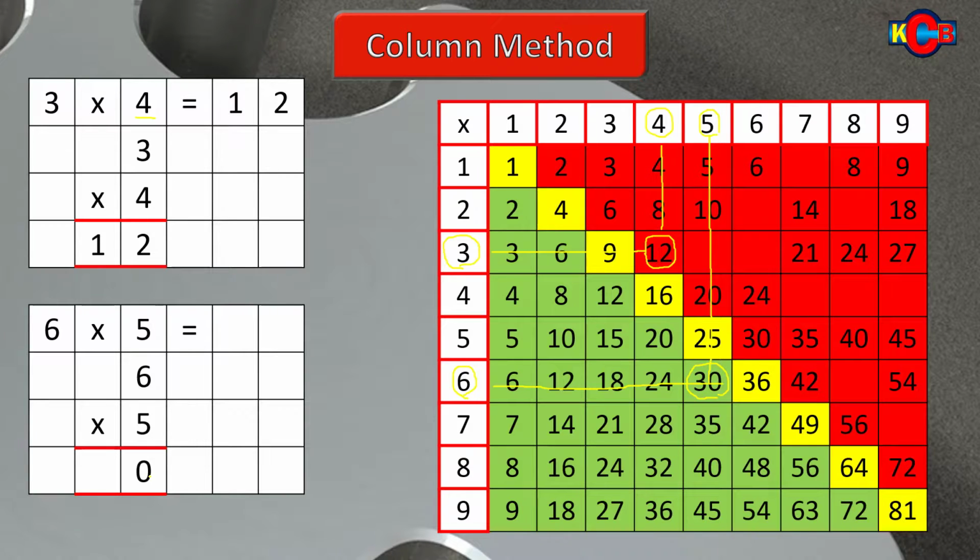Always write the answer starting from the place value ones first, like this. Again, I repeat, 0, then next 3. Starting from the place value ones, we write the answer so that we can make sure that the answer is aligned properly according to the place value.